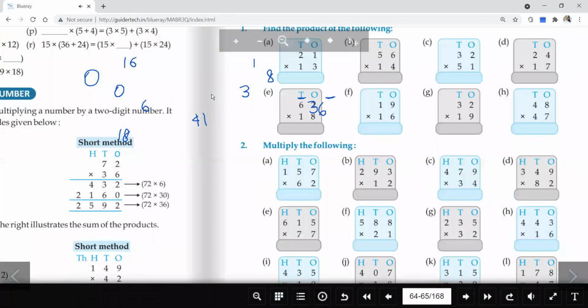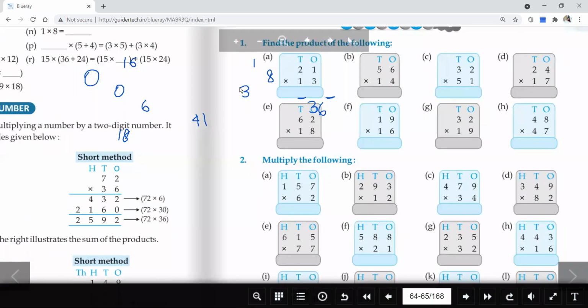A few two-digit multiplications we will start. The rest of the two-digit multiplications you need to do as your homework.